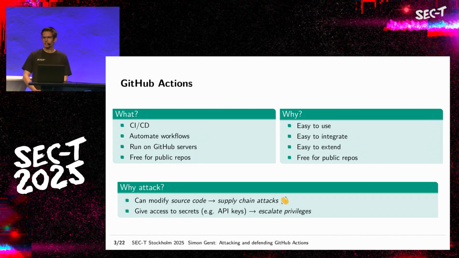And why do we want to attack GitHub Actions? They give access to the source code in many cases, and if you have access to the source code, you can do a supply chain attack. As I think just yesterday, the NPM packages have been attacked, or a few months ago, tj-actions was also attacked. And they give access to your secrets, so maybe AWS tokens, GitHub, Google Cloud tokens, so you can even escalate your privileges further.